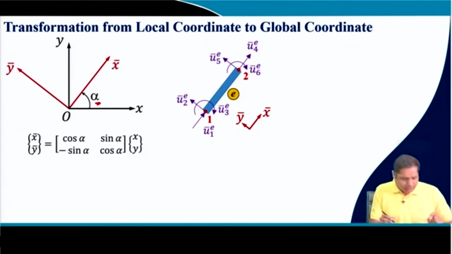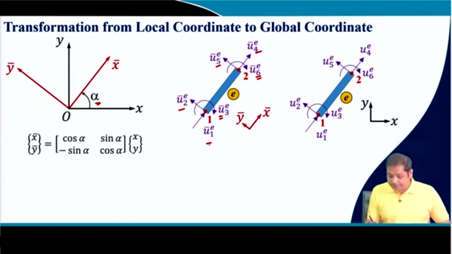Now you see, similar to x and y, this element has 3 degrees of freedom at every node: 2 are translation and 1 is rotation, at each node. Now the translation degrees of freedom, at node number 1 u1 and u2, and at node number 2 u4 and u5, can be transformed the same way as x, y, right? So we have the global coordinate system.